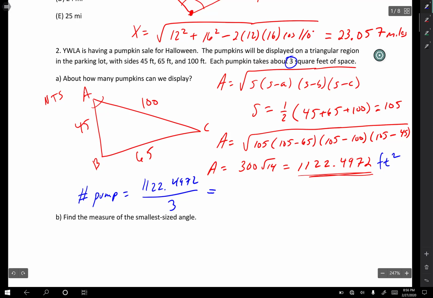1122.4972 divided by 3, and you get 374.166 pumpkins. We can't have 0.166 of anything, so it's just 374. Now recognize if it would have said 374.8, you would still round down to 374 because you can't have 0.8 of a pumpkin. You have to round down.